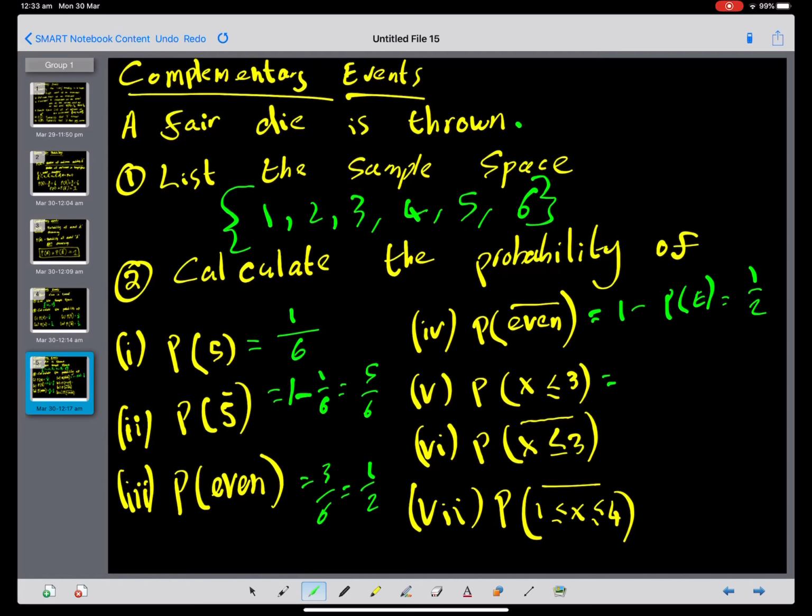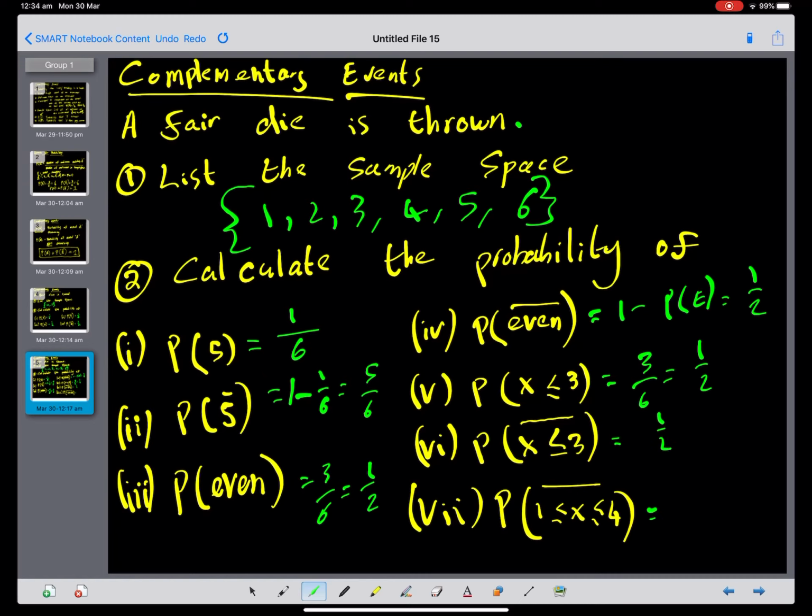Okay, the probability of less than or equal to 3. Okay, so 1 is less than or equal to 3, 2 is less than or equal to 3, and 3 is less than or equal to 3. So we have 3 over 6, which is half. Okay, not less than or equal to 3. I'm hoping you can see that that is half.